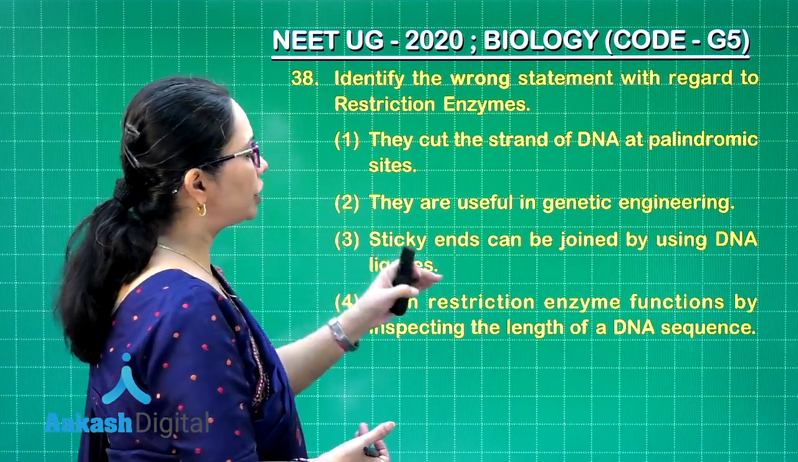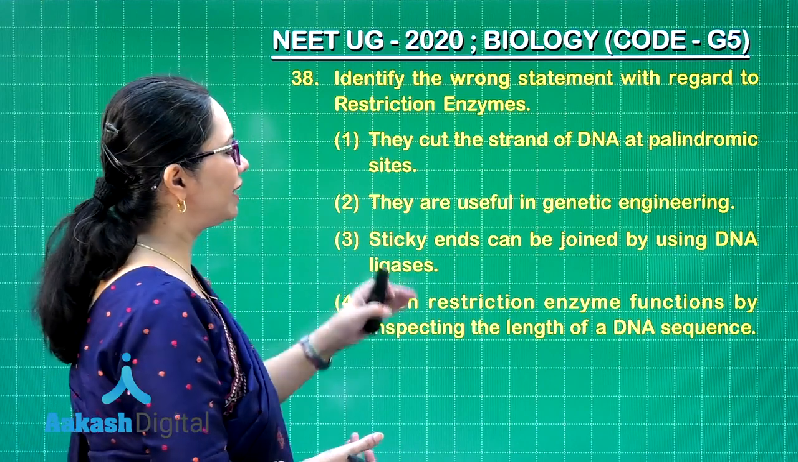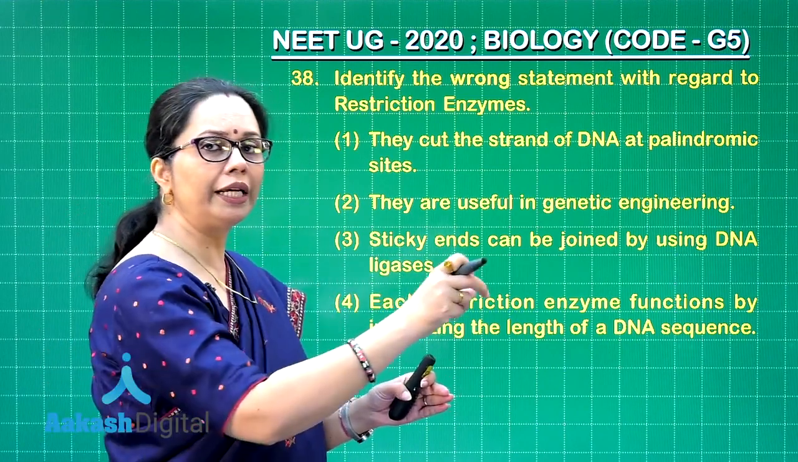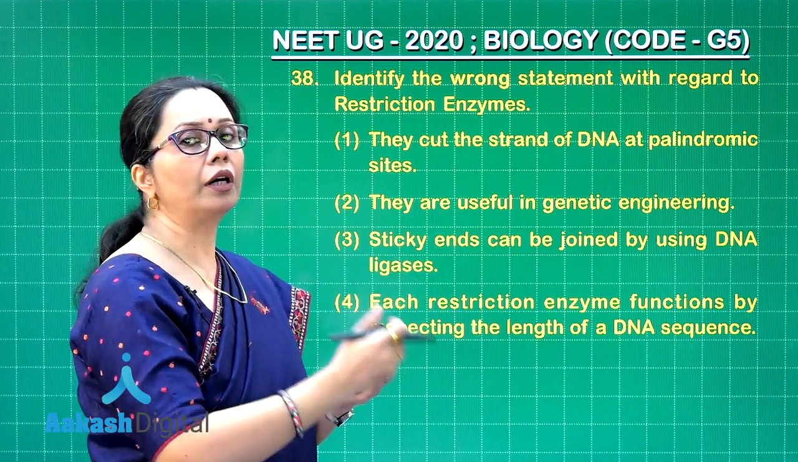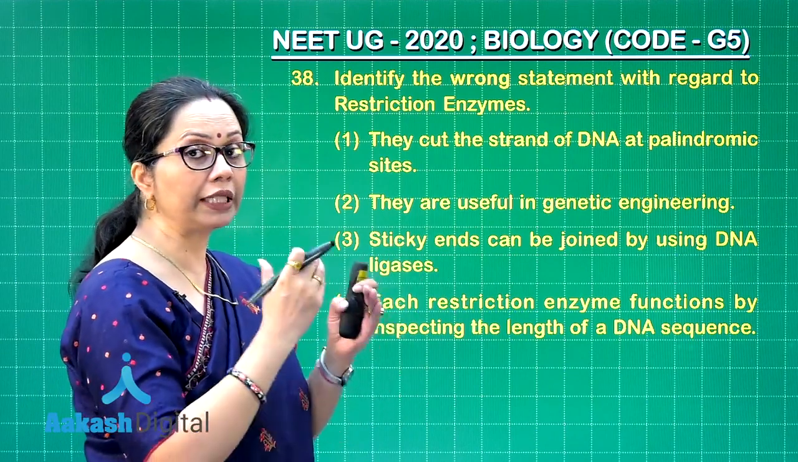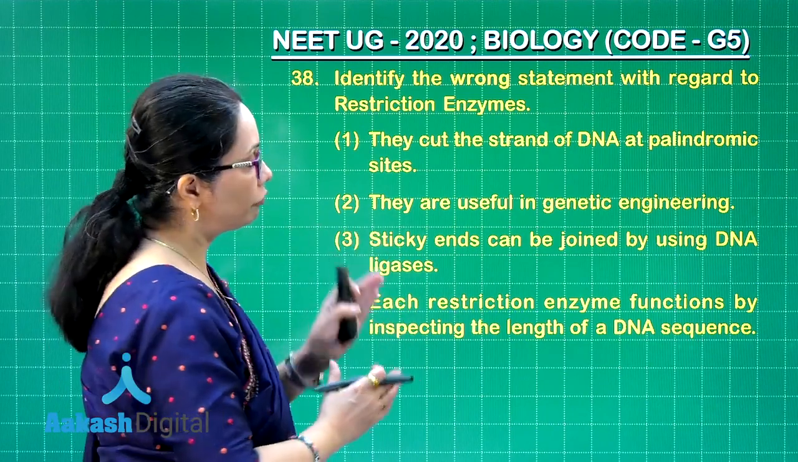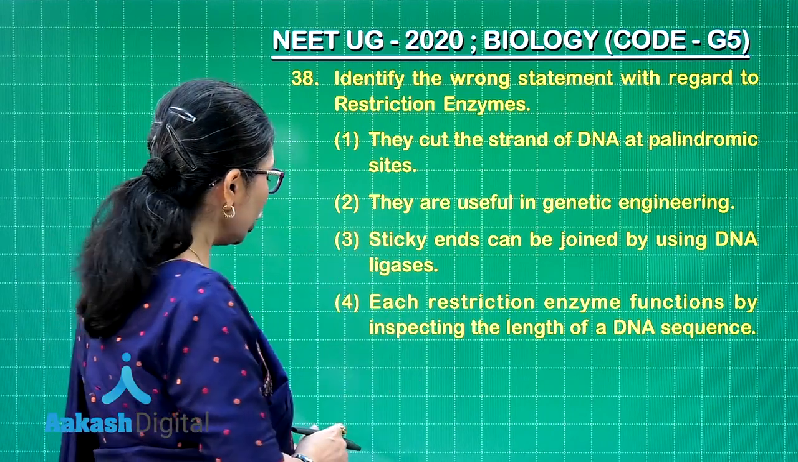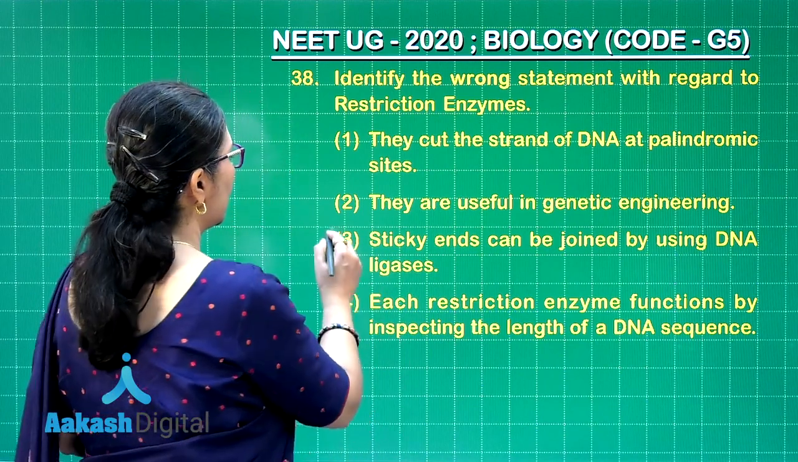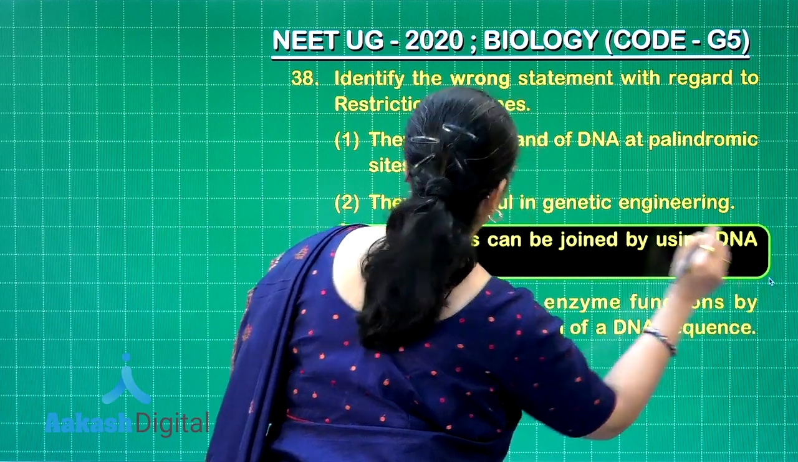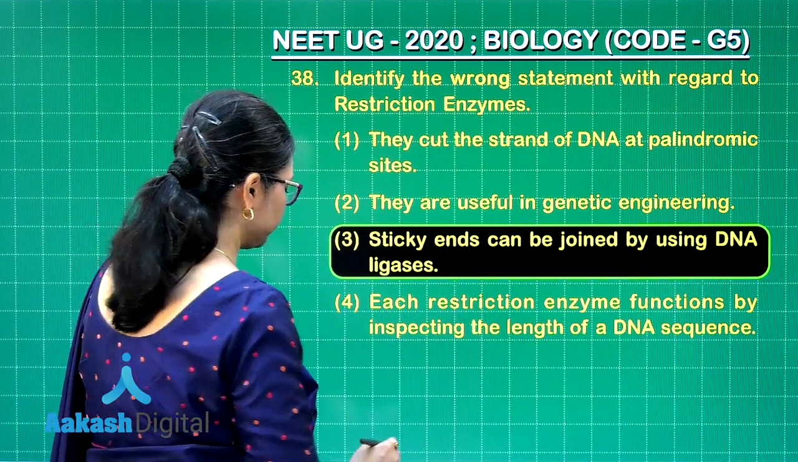And each restriction enzyme functions by inspecting the length of the DNA sequence. So that's right, it will go all along the DNA sequence, and where the restriction site would be present, that would be the recognition site, there it will bind and cause the cleavage. Okay. So in this case, our answer would be option 3.